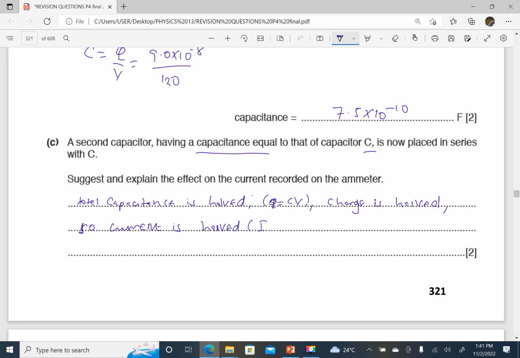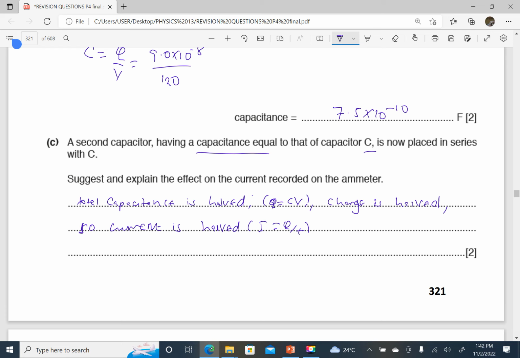Remember, current is charge over time. Total capacitance is halved when we have capacitors in series. If they are identical, it is halved. And if Q is CV, the charge is also halved. So the current is halved because of having a second capacitor in series with the first one.